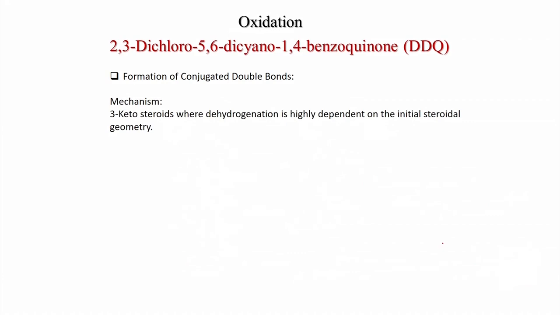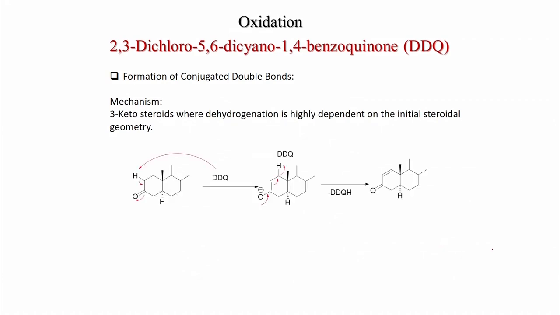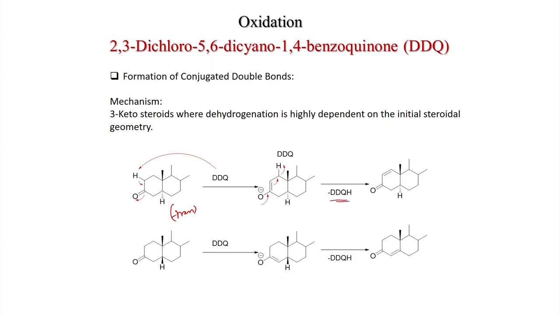So, this is the mechanism that we told: the 3-keto steroids are highly dependent on initial steroid geometry. So, when it is trans, then it has been found that this enolate will form, and after this enolate, you get hydride elimination for this hydrogen. And after elimination of DDQH, you get this double bond, an alpha beta unsaturated carbonyl system.